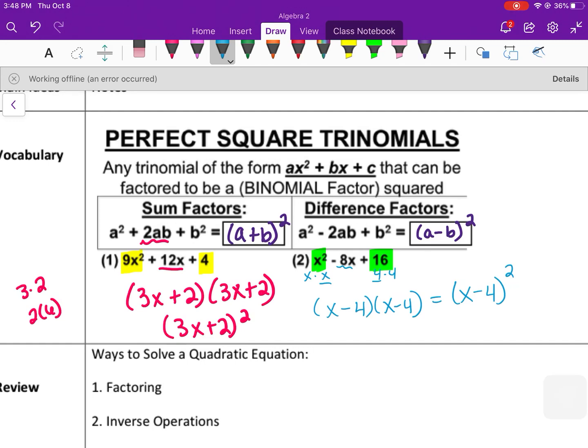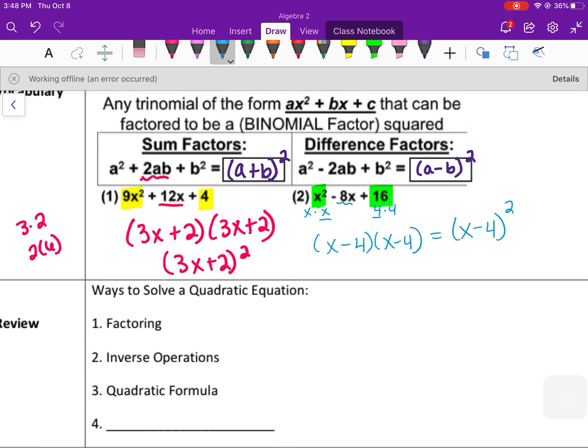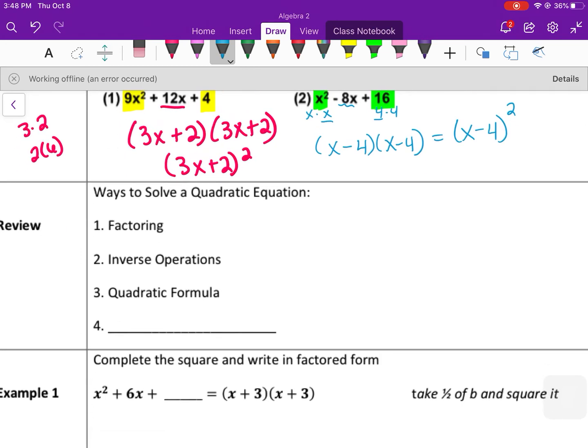So we're going to use this idea to manipulate our quadratic equation to be a perfect square trinomial. Then we can solve it using square roots, like we learned in the solve by square roots section. So the ways to solve quadratic equations are factoring, which we're going to do next, inverse operations, the quadratic formula, and then we also have completing the square.